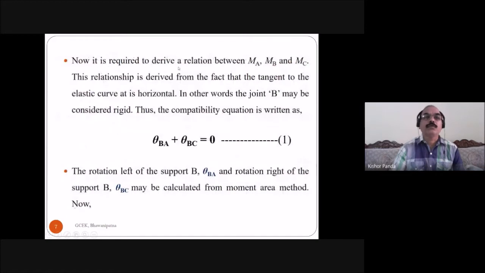Now it is required to derive a relation between MA, MB, MC. This relation is derived from the fact that the tangent to the elastic curve is horizontal. In other words, the joint B may be considered rigid. So the compatibility equation is written as theta BA plus theta BC is equal to 0.